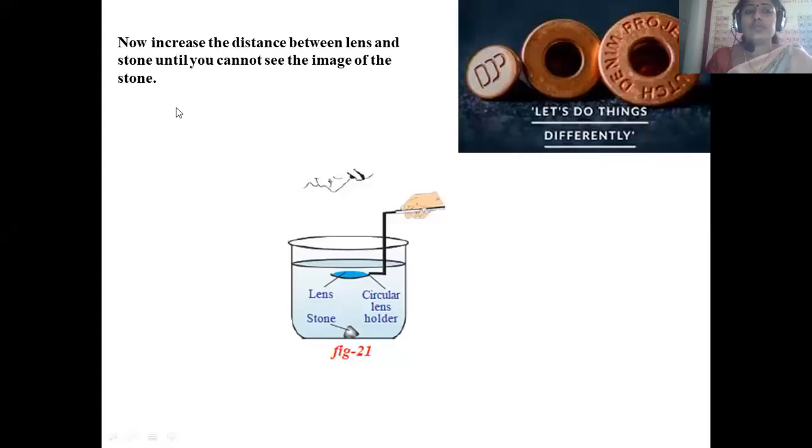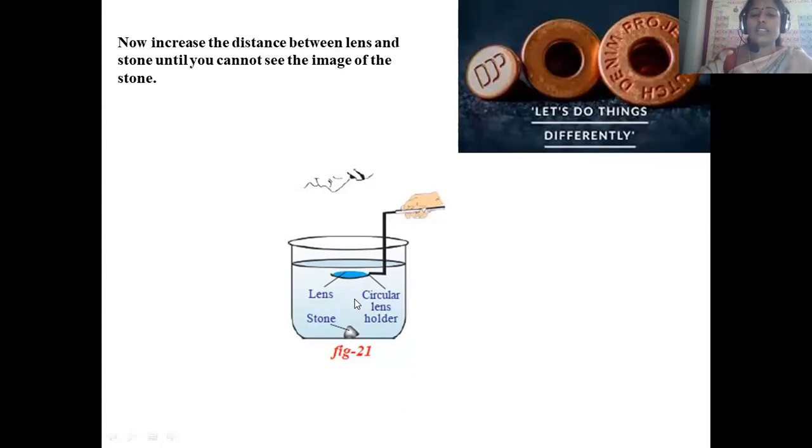Now increase the distance between the lens and the stone until you can't see the image. This is only possible where the lens is kept exactly at the distance of the focal length, in that case the image is not possible. Here three conditions are possible. If the focal length is greater than the distance, meaning the object is kept less than the focal length, what happens? Magnified image formation is possible. That is the first condition.